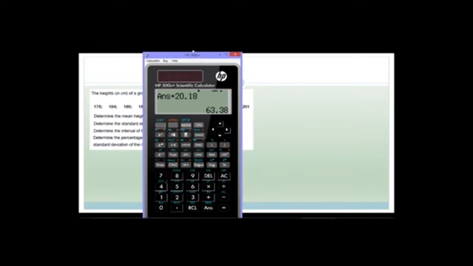So we're going to go back to clearing it, and we're going to go to mode. But this time, do you notice that there is only one variable, the height in centimeters? So although we're choosing stat again, we're now choosing the one variable. So we're choosing one, okay? And now we just input the numbers.